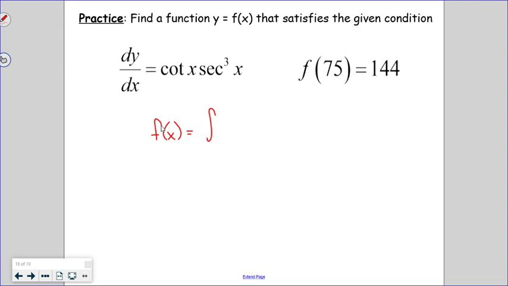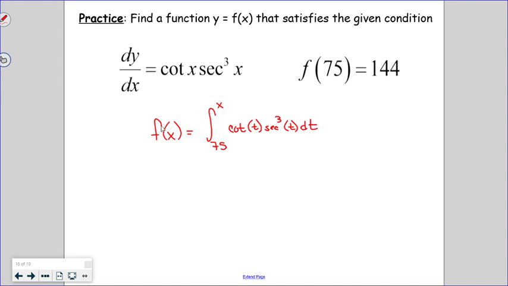Right, so using our calculus to create this function that has this as a derivative and this as a value at x equals 75, my function is going to be the integral, and again, I'm going to start my integral at the x value they gave me. So the integral from 75 to x of the function that is supposed to be my derivative: the cotangent of t, secant cubed of t dt.